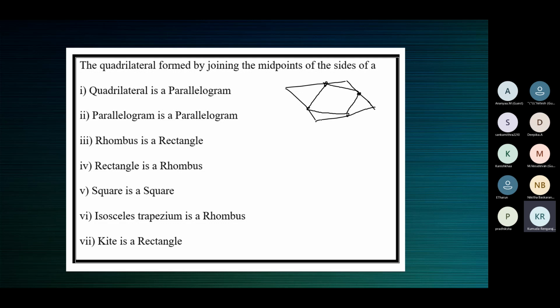Rhombus gives a rectangle. Rectangle gives a rhombus. Square gives a square. Parallelogram gives a parallelogram. Quadrilateral gives a parallelogram. Isosceles trapezium gives a rhombus. Kite gives a rectangle. MCQs, important. Quickly write this down.